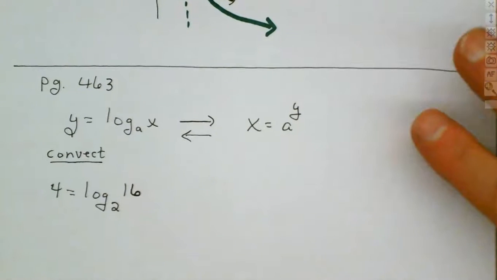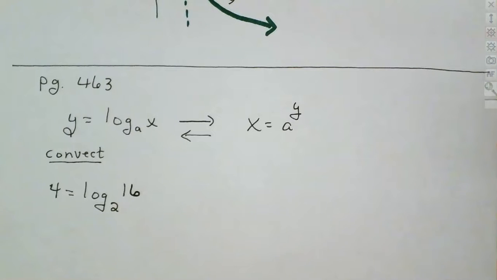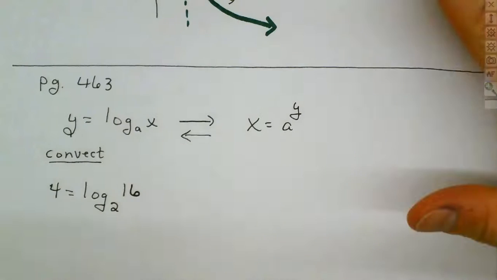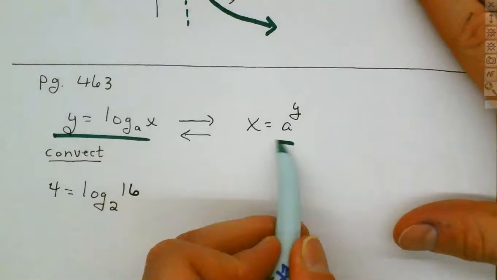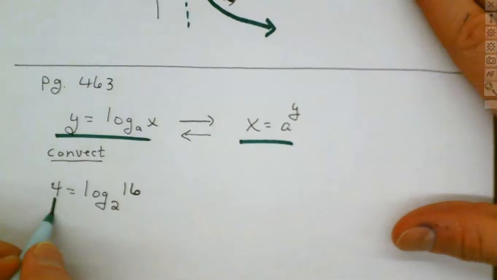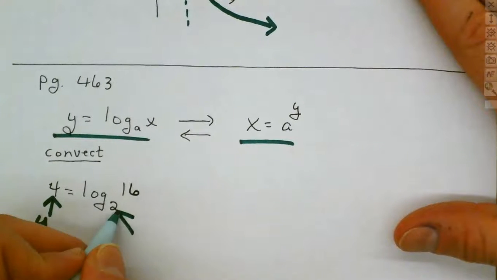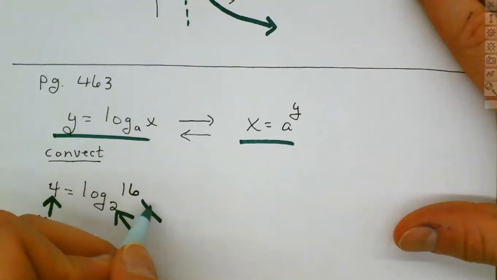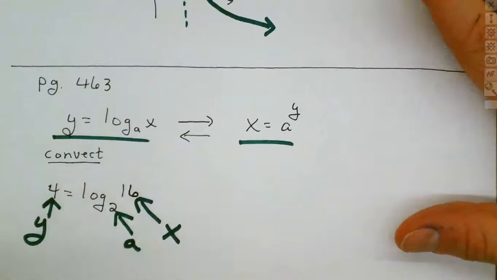Okay, so this is our logarithm here. How would I convert this into an exponential? The first thing we look at is our pieces, and we need to label them. So here's our formulas. Here's how they convert. This 4, that is your y. The 2 is your a, and the 16, well, that's your x.